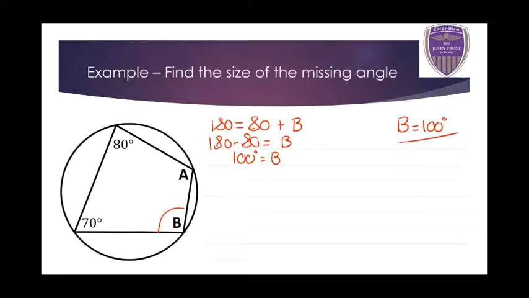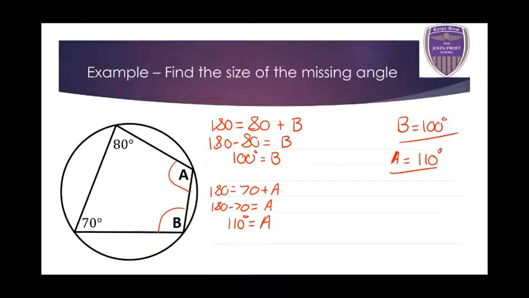That's B done. Now for angle A, the opposite angles have to add up to 180, so again, 180 is equal to 70 plus angle A. Therefore, 180 take away 70 is equal to angle A. Therefore, 110 degrees is angle A, or A is equal to 110 degrees, just like that. All right, let's have a look at another example.